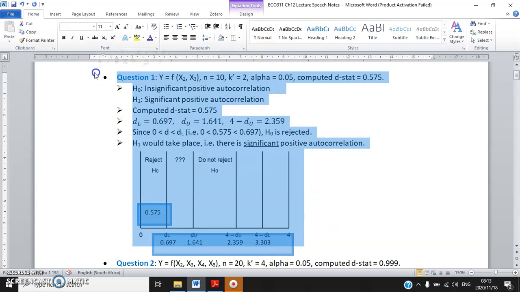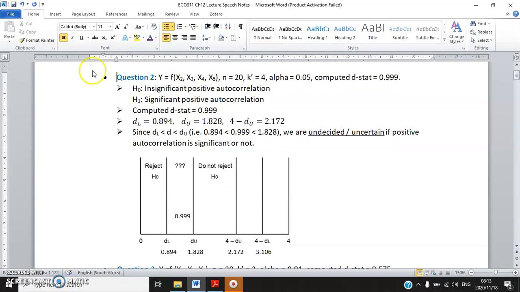Okay, then we can move on to question 2. Multivariate regression, sample size is 20, K prime is 4 parameters excluding the constant, alpha is 5%, computed d-stat is given as 0.999. You should be fine with this step. You should also be fine with the computed d-stat.